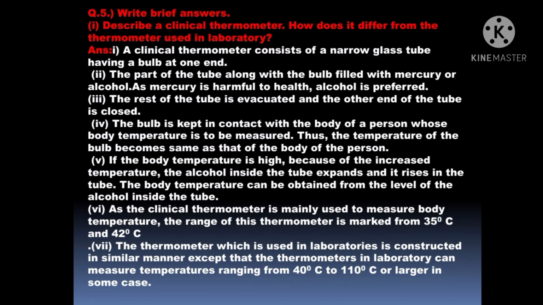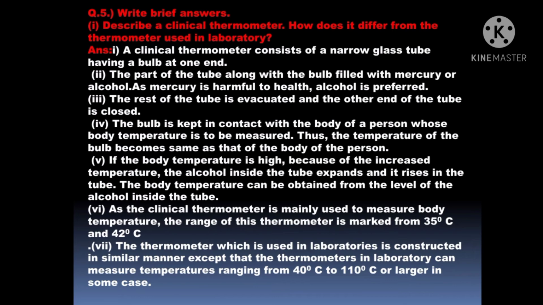Seventh point, the thermometer which is used in laboratories is constructed in a similar manner, except that the thermometers in the laboratory can measure temperatures ranging from minus 10 degrees Celsius to 110 degrees Celsius, or larger in some cases. So students, why is it so? A clinical thermometer is used mostly to check the temperature of the human body. The normal body temperature is 37 degrees Celsius, so its range is from 35 degrees Celsius to 42 degrees Celsius.